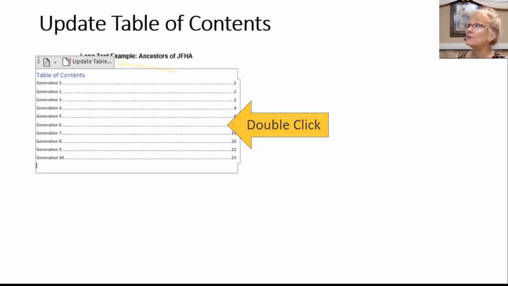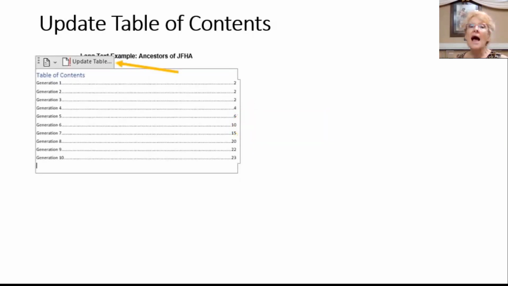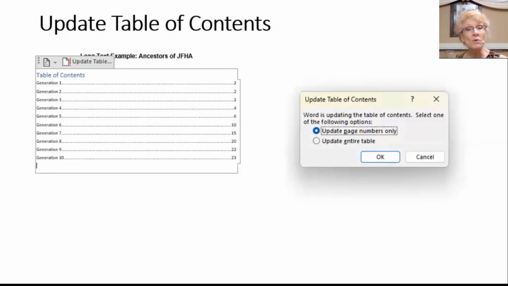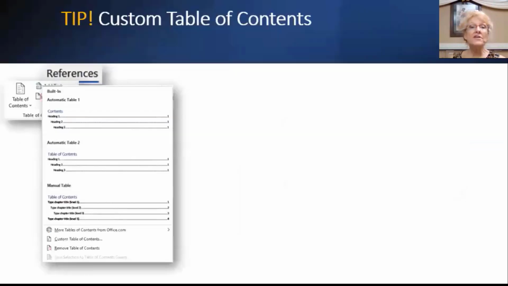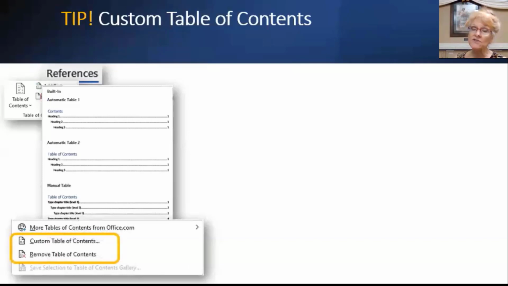And if you make changes to your text content, you can easily update your table by double-clicking in it and select Update Table. Just that easy. I choose to update page numbers only since I didn't change any of the headers. I only added 2 blank pages. See, only the page numbers changed.